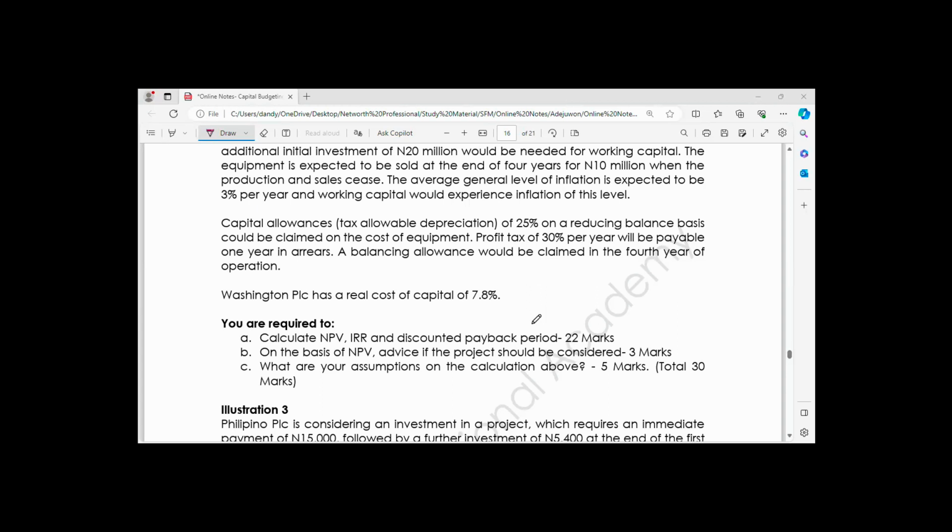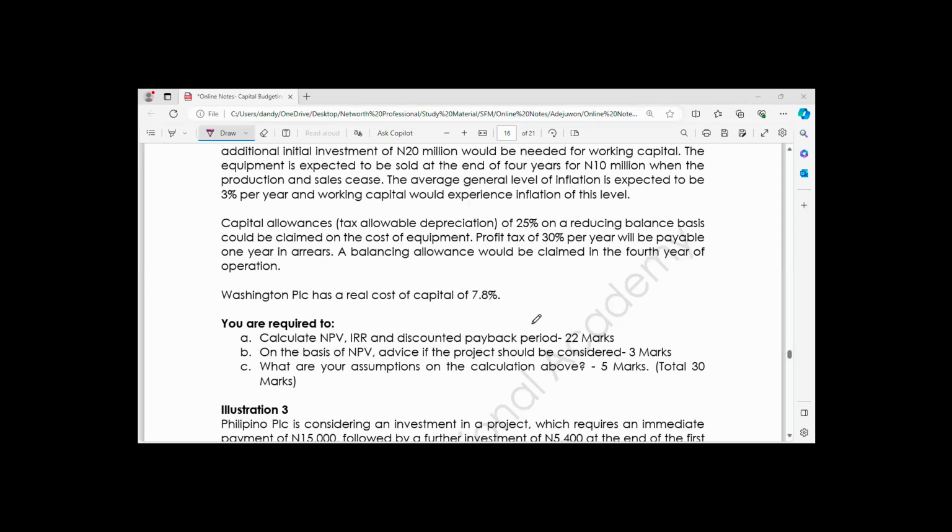I repeat, to calculate NPV, you need relevant cash flow. 2, you need appropriate cost of capital. Then 3, the useful life of the project must be given. However, in most cases, the examiner will provide the useful life of the project. The examiner will also provide the appropriate cost of capital to be used for the evaluation. But in all of these situations, relevant cash flow will never be given to you.